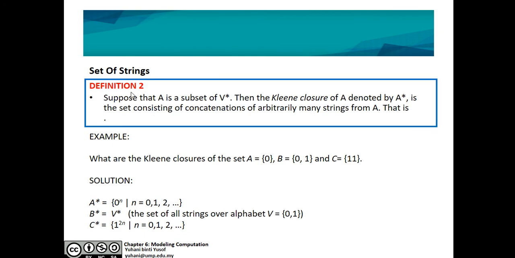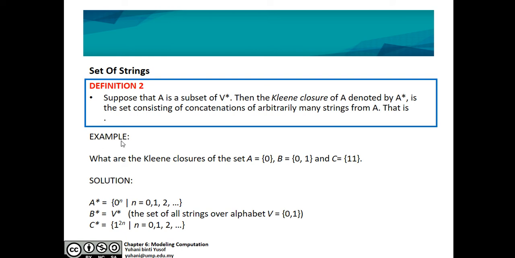Next, we have definition 2. Definition 2 says that suppose that A is a subset of V star, meaning A is generated by some words generated by V, but it does not cover all. Then the Kleene closure of A, denoted by A star, is the set consisting of concatenations of arbitrarily many strings from A. That is, A is a subset of A star.